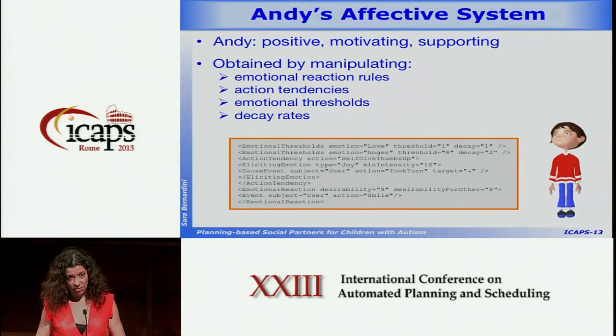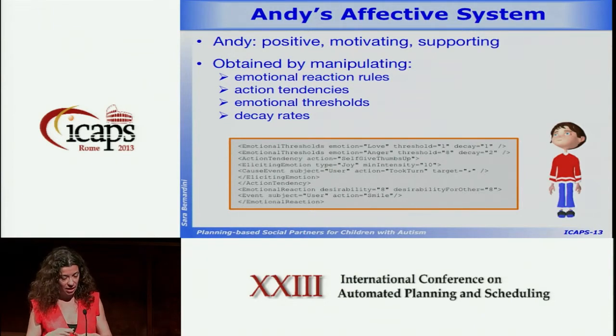So we specified just the affective system of our agent Andy just once, so that the agent has a coherent personality across the different sessions. And of course, we wanted to create a positive, motivating, and supporting character for the children, and we did that by manipulating emotional reaction rules, action tendencies, thresholds, and decay rates.